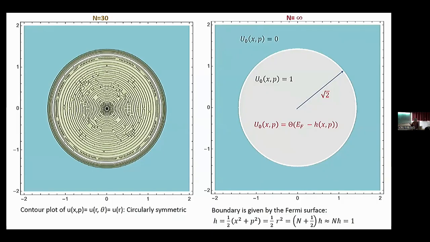So here's one more 3D plot, a contour plot of how the Wigner phase space distribution looks at n equal to 30, and this is the picture at n equal to infinity. This is just a spherical droplet. Okay, and the boundary is given by the Fermi surface.